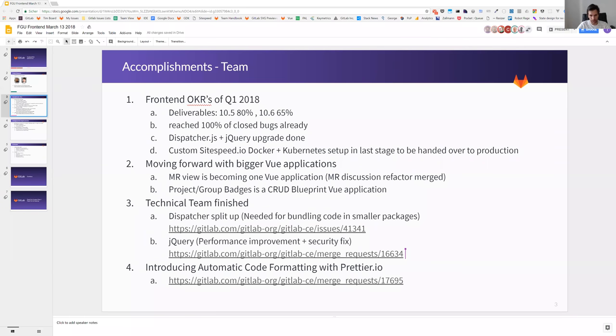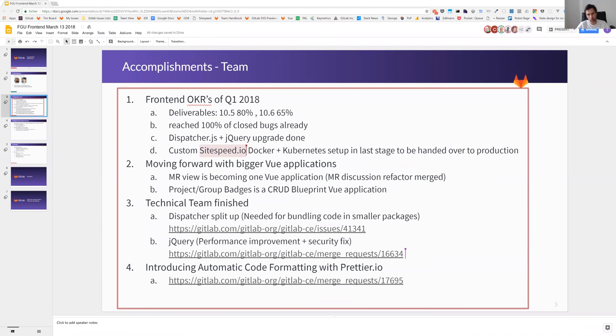The Dispatcher.js and the jQuery upgrade are done. Those are big refactorings that were done by Jacob's team, and they are also merged. There is a SiteSpeed.io Docker setup done by Jose. Thanks for that. I hope he can hand it over this week to production so that we have a full Docker Kubernetes setup that automatically goes against gitlab.com and reports all the numbers into Graphite. And then we have ongoing performance reports there.